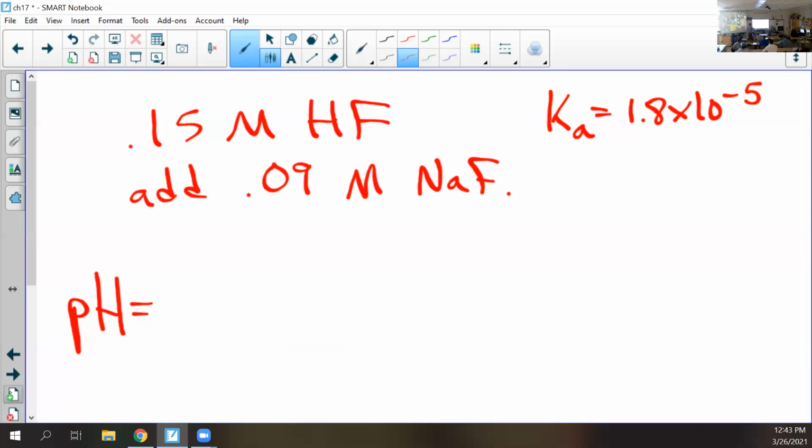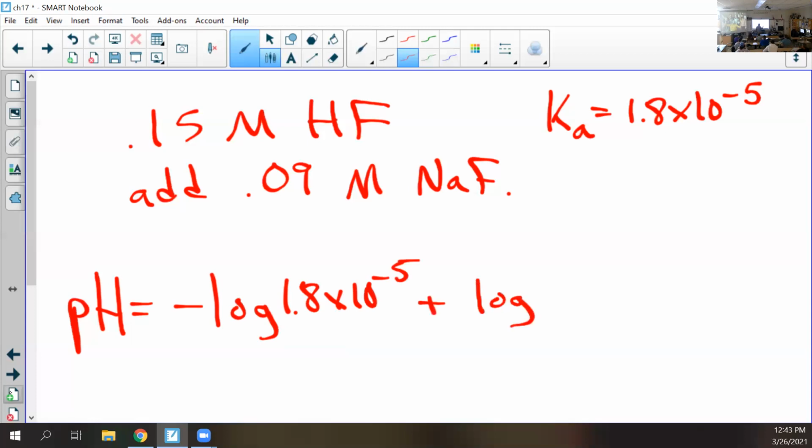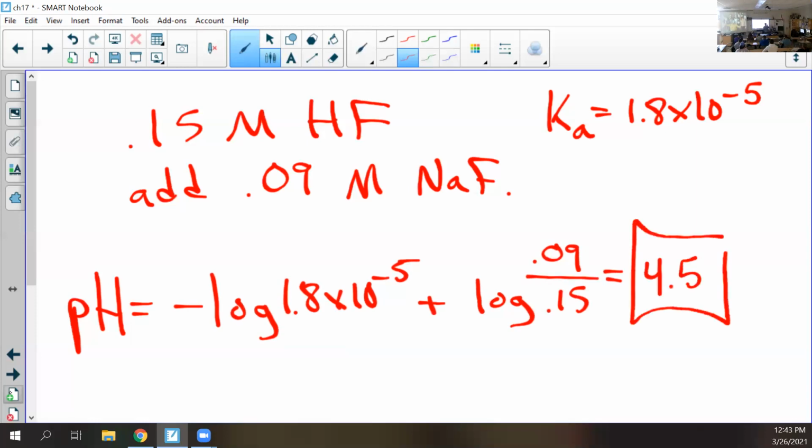Okay. Yes, I'm not going to write out the equation. I'm just going to put the negative log of 1.8 times 10 to the negative 5. We okay with that? All right. And we had plus the log of, which one's the B? 0.09. And then we had 0.15. And we end up with what value? 4.5. All right, I'll just stick with 4.5. Unless Judah wants to fight me. Okay. This is not that hard, right? Yes, tall man.